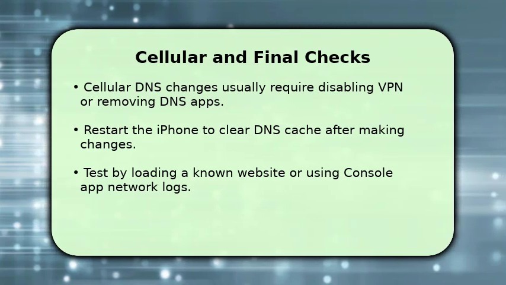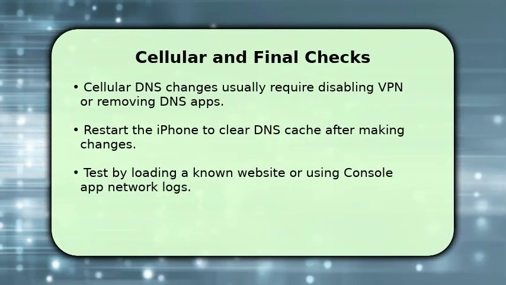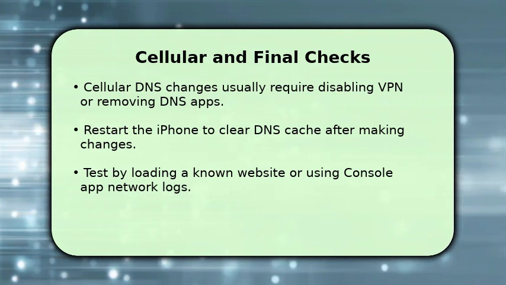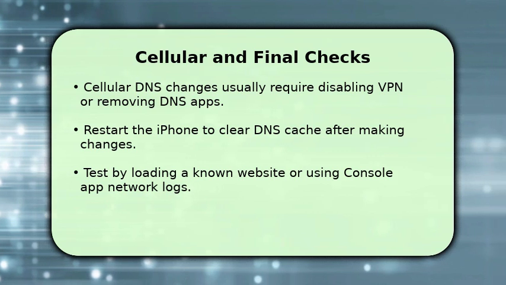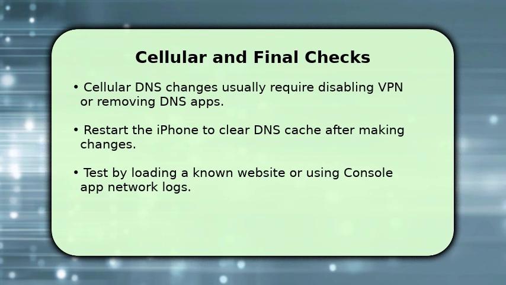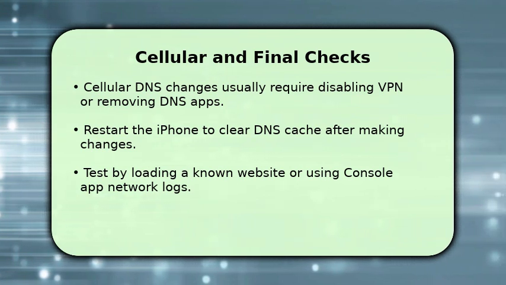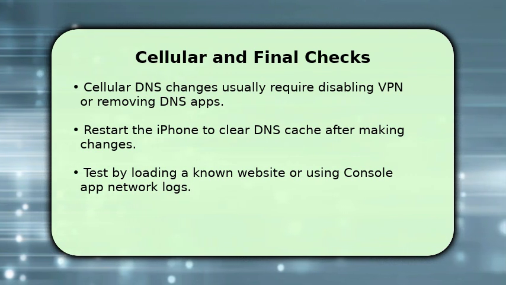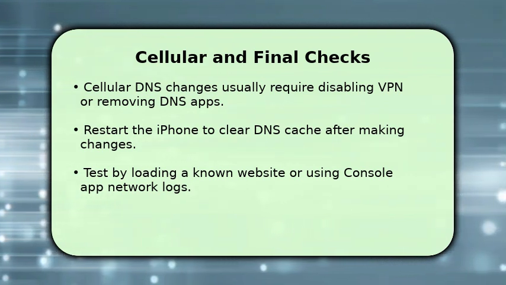Cellular DNS cannot be cleared from Wi-Fi settings, so open Settings and tap Cellular to check data usage. If you used a VPN or DNS app for cellular DNS, open that app and disable its DNS or uninstall it entirely. Restart the iPhone after removing any profiles or apps. This clears the DNS cache and reverts to carrier DNS.